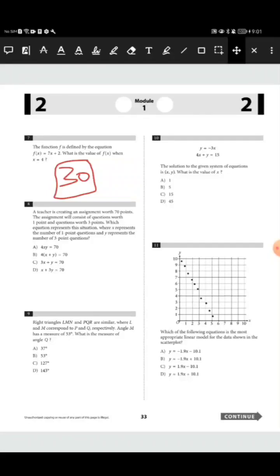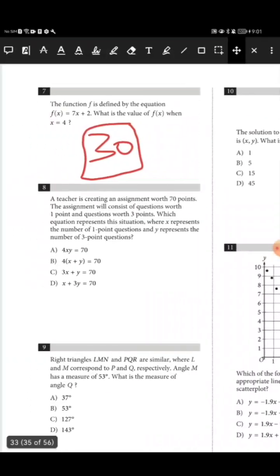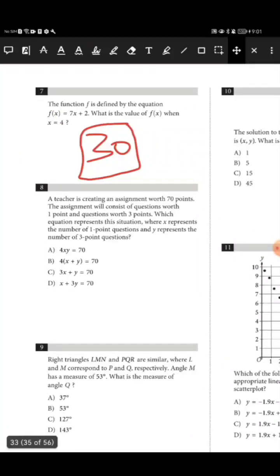Okay. A tutor is creating an assignment worth 70 points. The assignment will consist of questions worth 1 point and questions worth 3 points. Which equation represents this situation, where x represents the number of 1-point questions and y represents the number of 3-point questions?